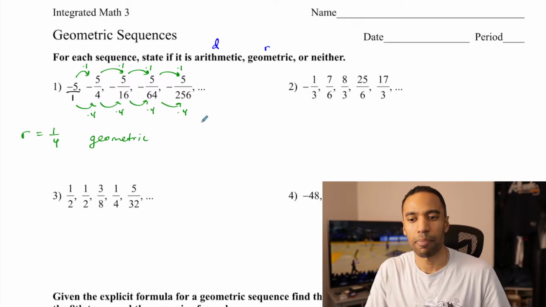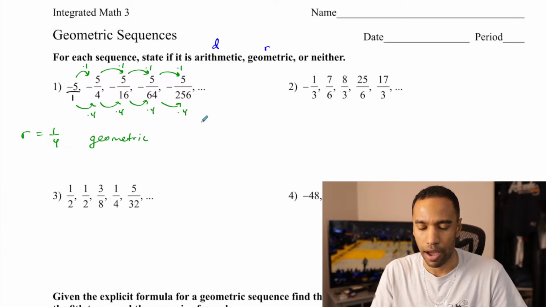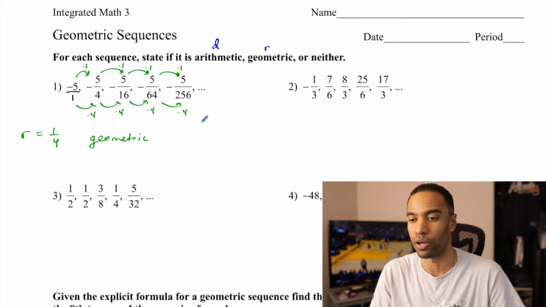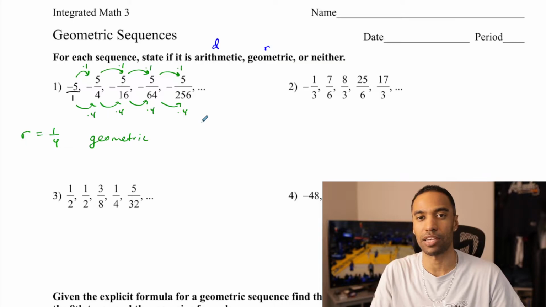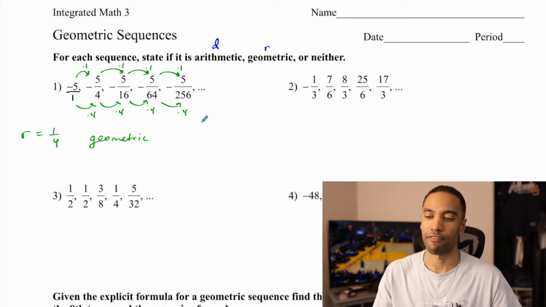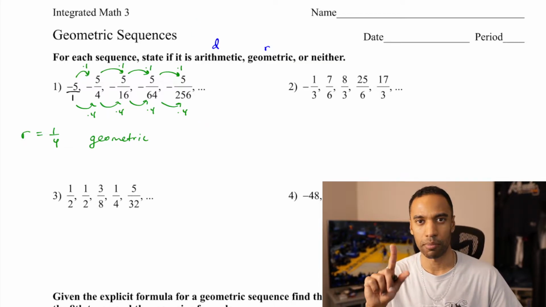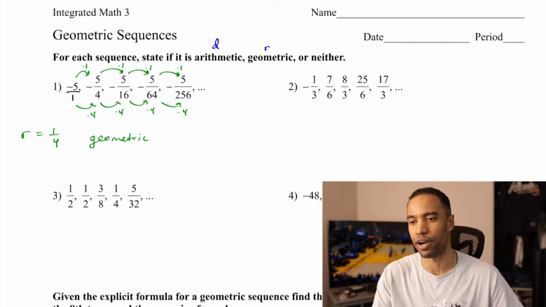Now that's a little bit by happenstance of I know how those numbers work, right? I'm very aware of that. You might not necessarily be. So when it comes to you doing a test, what you might have to do is say, if I don't know what I'm multiplying by from one number to the next, and I did something very similar to this for arithmetic sequences.